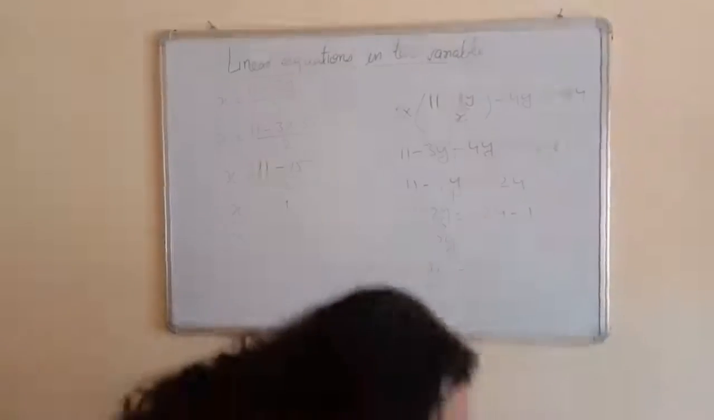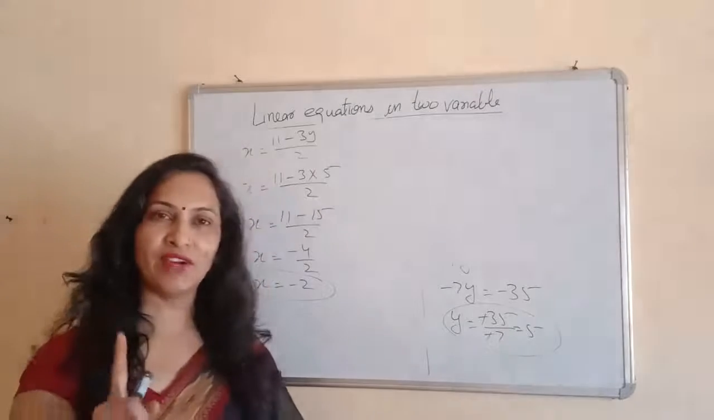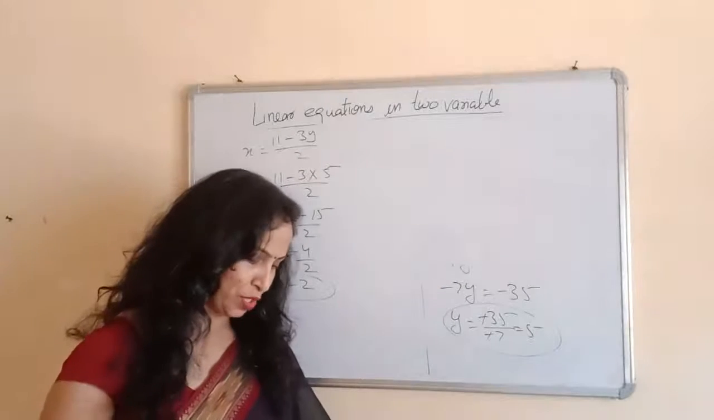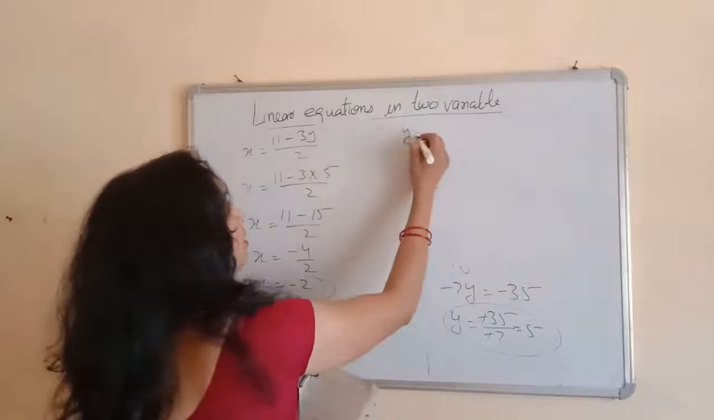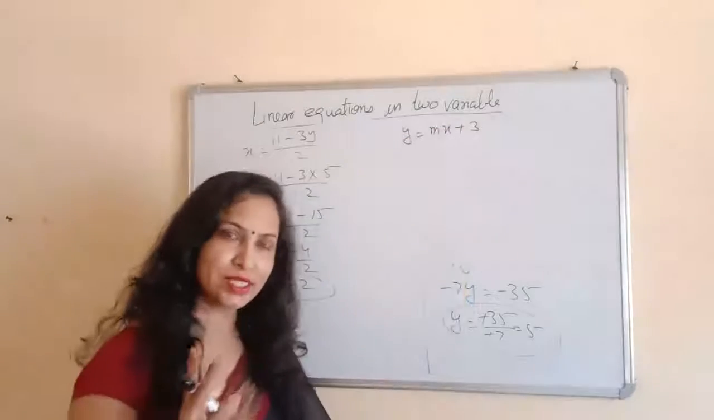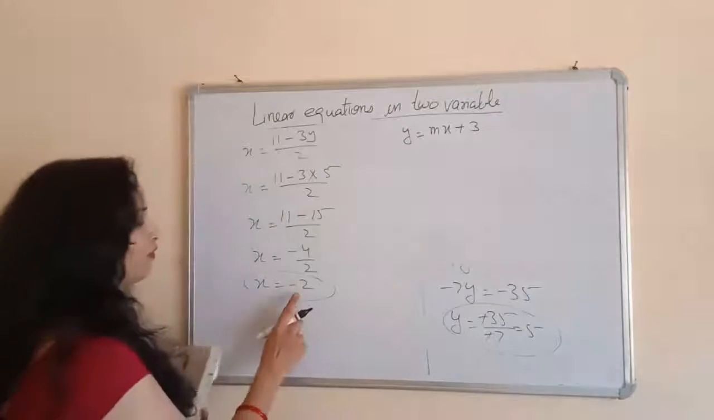Now we have found the value of x and y. Now the next part of the question is, hence find the value of m for which y is equal to mx plus 3. In question second, you have to find the value of m. So now you know the value of x and y.